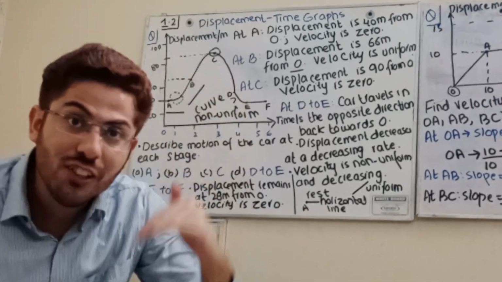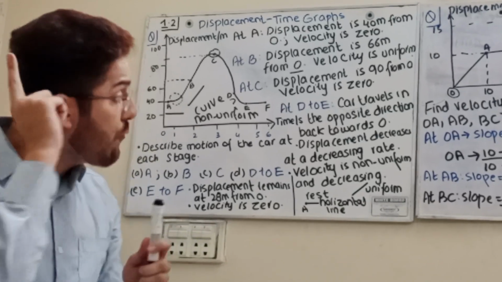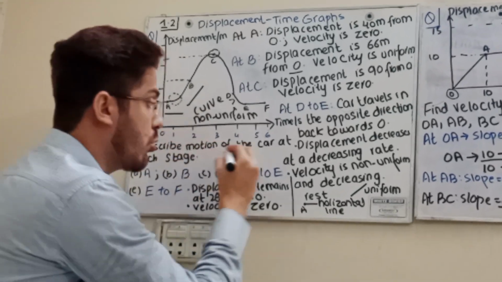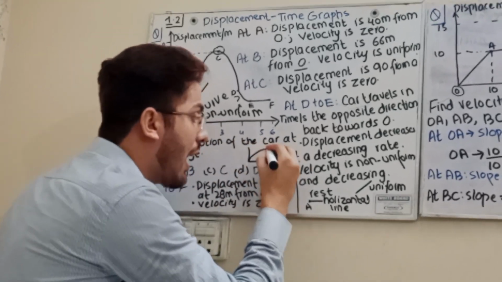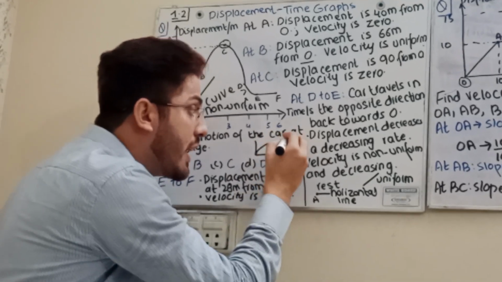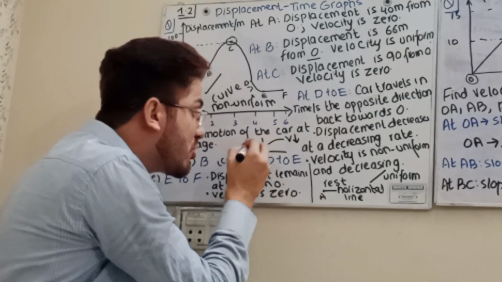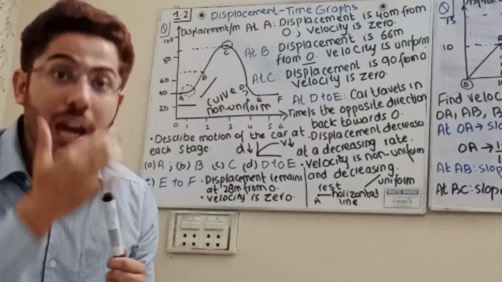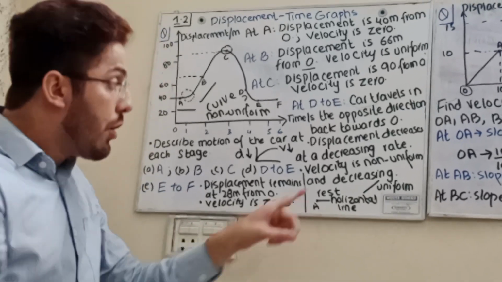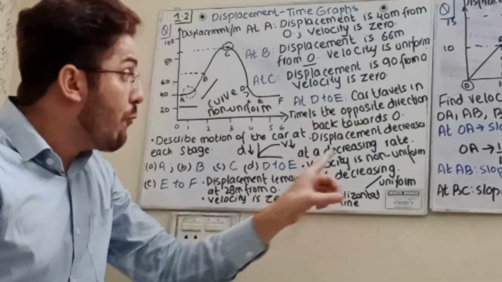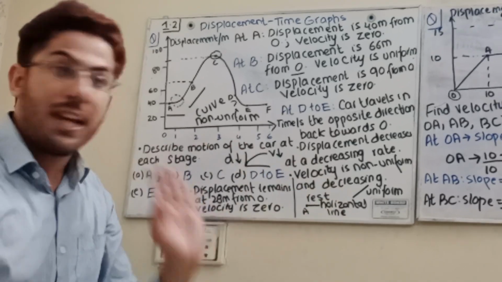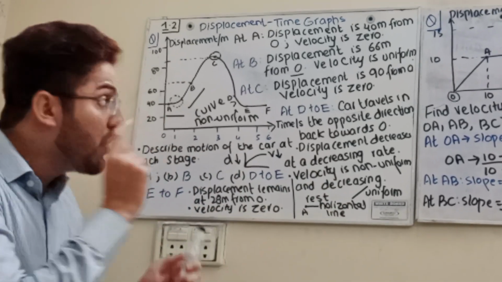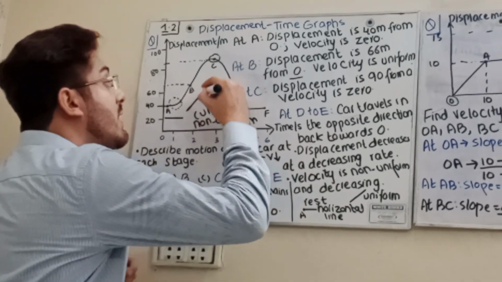If you remember this graph, student, I told you in my lecture, this graph is showing that speed is decreasing, displacement is decreasing. If you remember my concept. Now the third point: velocity is non-uniform and decreasing. I told you that velocity will be uniform only on this line.